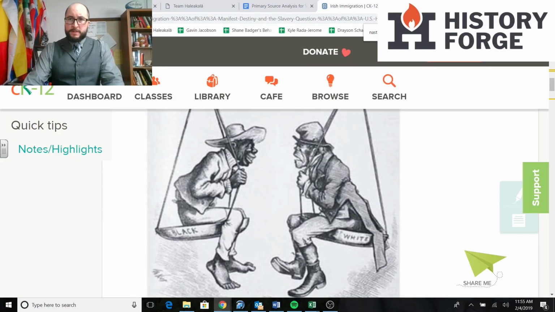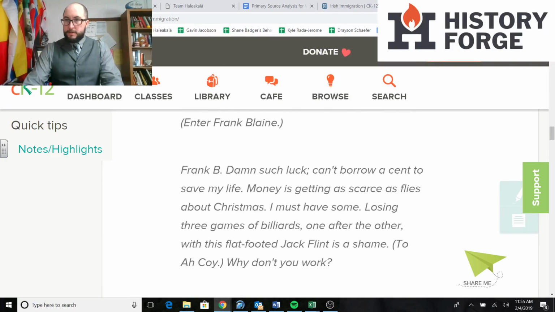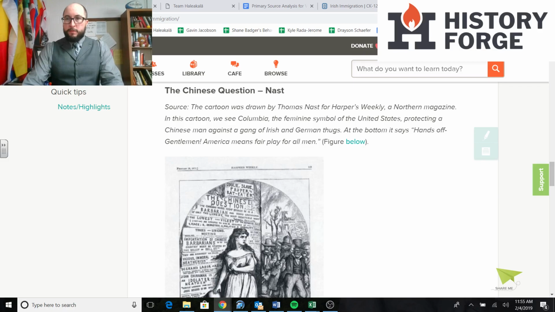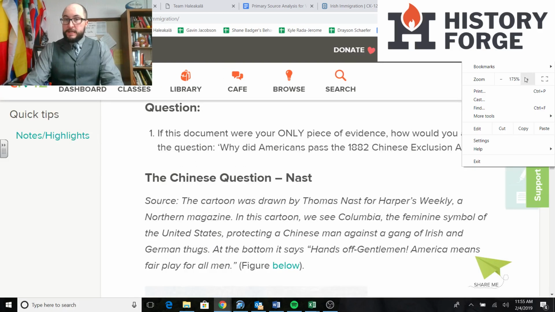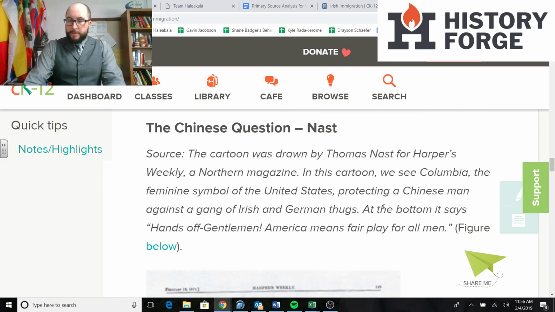So we looked at this, so we're going to go ahead and move on. Let's go ahead and find my other picture. Wherever it went. Where'd you go? Here we go. So again, we're looking at a new one. It's going to be about Chinese immigrants now, so another racial group. Thomas Nast drew another political cartoon.